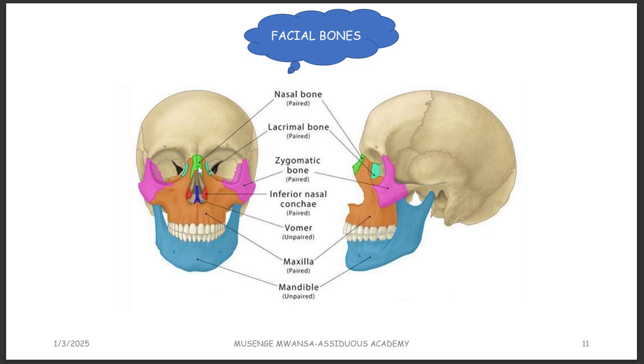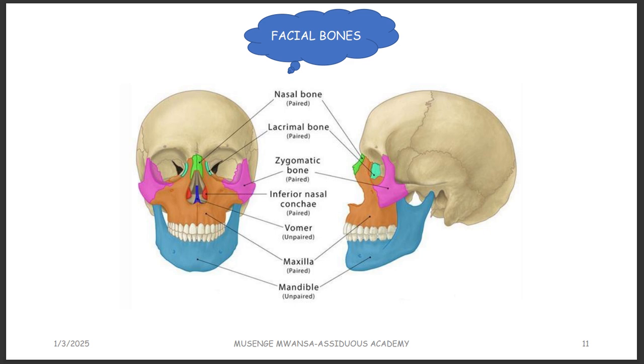So nasal bone, they are paired. And then we have got lacrimal. Lacrimal refers to, you hear of the lacrimal gland. This is a gland that will be producing tears, so there's a relationship with the tears there. So the lacrimal gland is on the sides, inside, and they are also paired. So that makes four. You also have the zygomatic bone, which we also call the cheekbone. When you are smiling, the cheekbone there, and they're also paired.